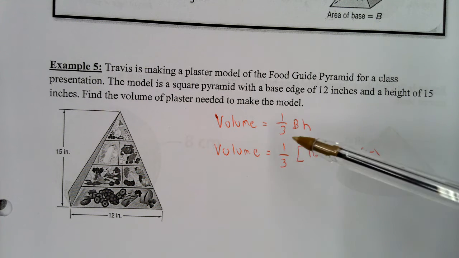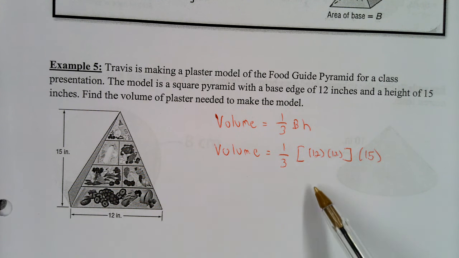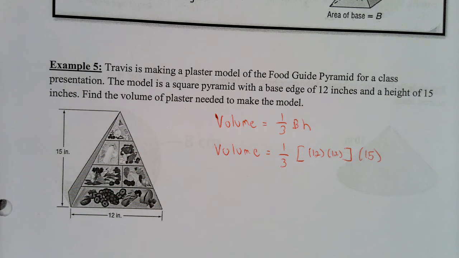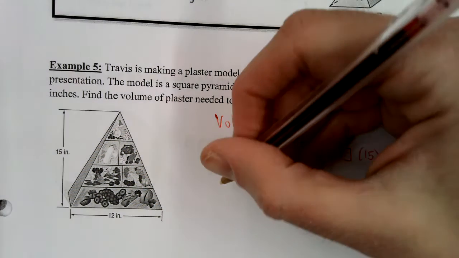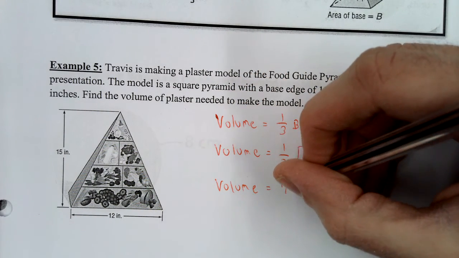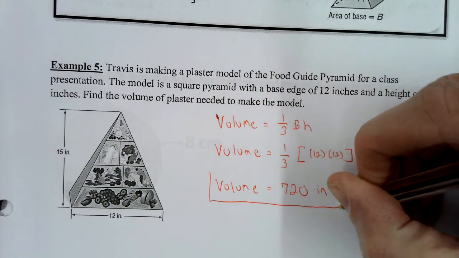Here's the formula: 1/3 times the area of the base times the height. The base is a square, so it's 12 times 12, times 1/3 times 15. 15 is the height of the entire pyramid. So 12 times 12 is 144, times 15 is 2160, divided by 3. The answer is 720 inches cubed.